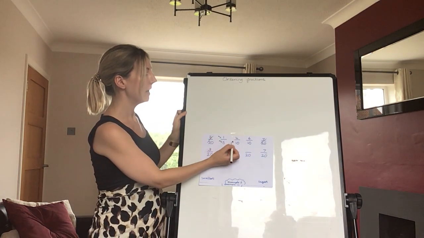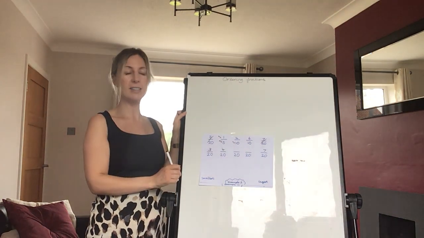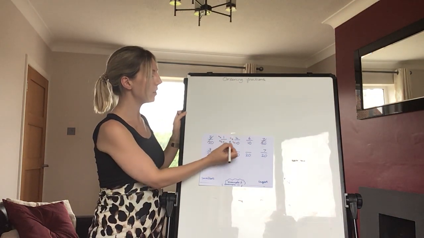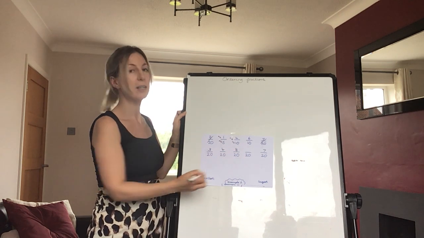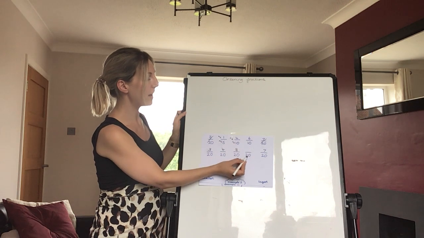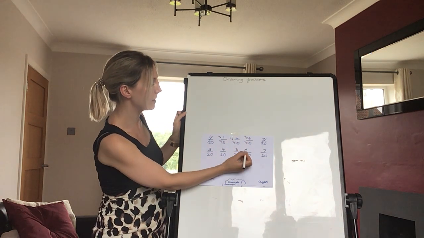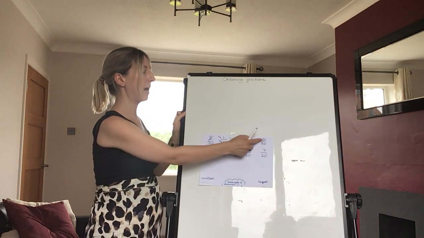Now this one, I can see I need to times 10 by 2 to get 20. So I need to do the same to the top. So 4 times 2 is 8. This one, again, is a 10 denominator, so I also need to times this one by 2 to get 20, and then do the same to the numerator, 12. Okay, and we'd already done those.